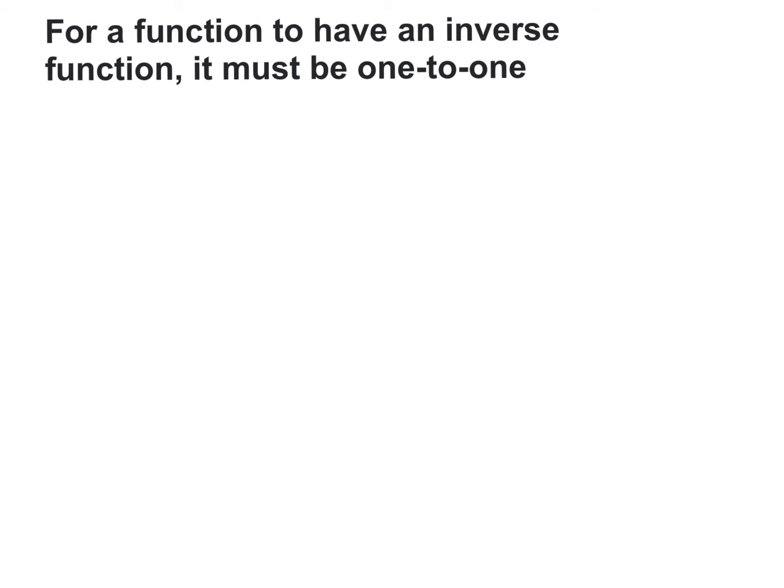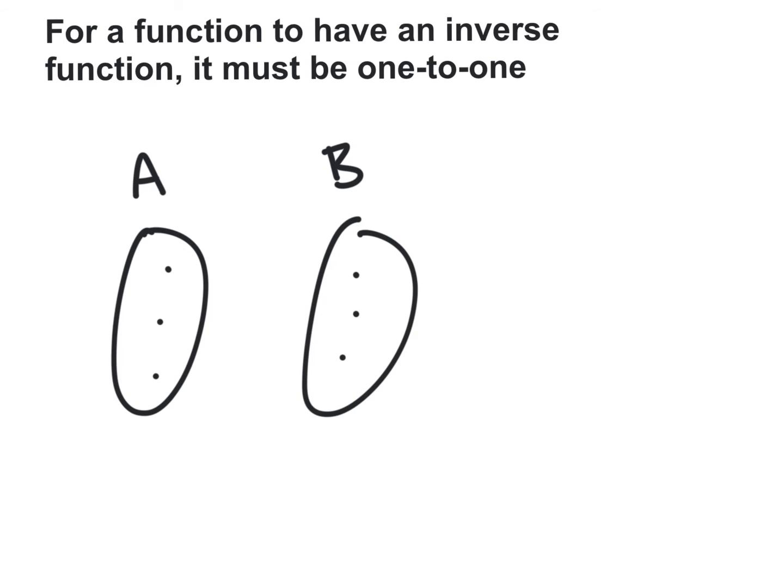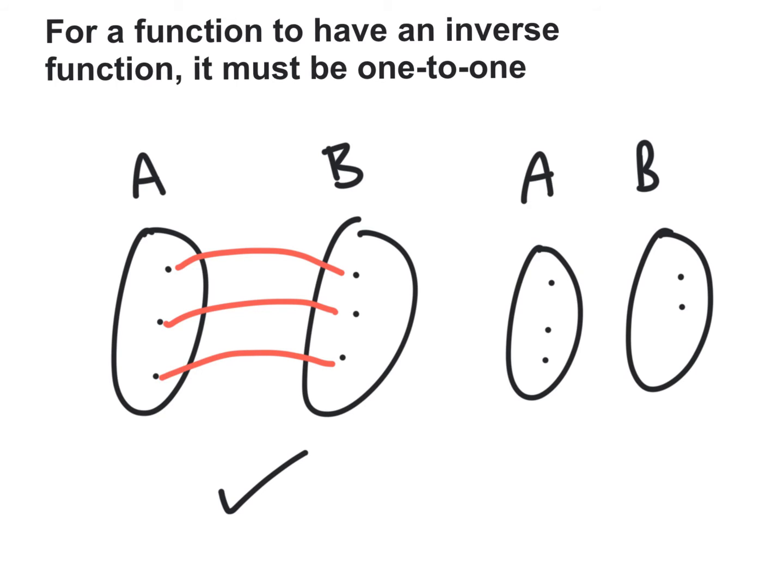For a function to have an inverse function, it must be one-to-one. Well, what does that mean? You remember when we were talking about functions and we said in order for a relation to be a function, each input can only have one output. Well, to be one-to-one, each output can only have one input. So this would be one-to-one. Whereas this relationship over here is still a function, but it is not one-to-one since these two go to the same output.